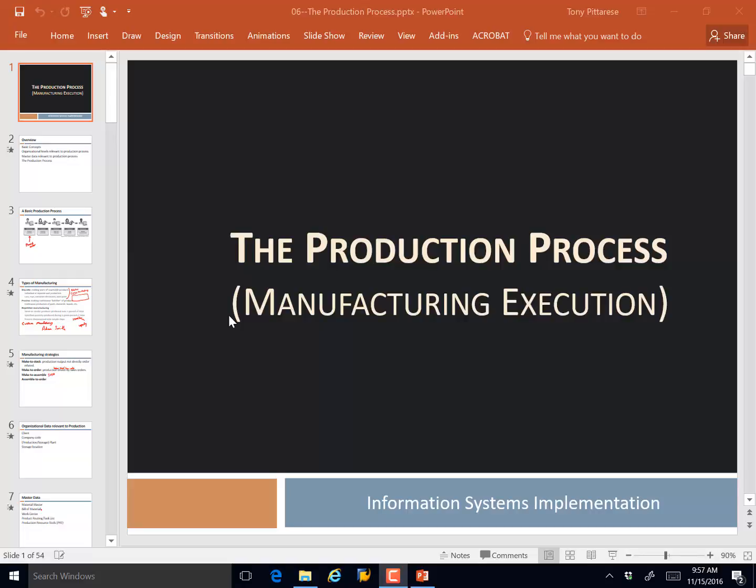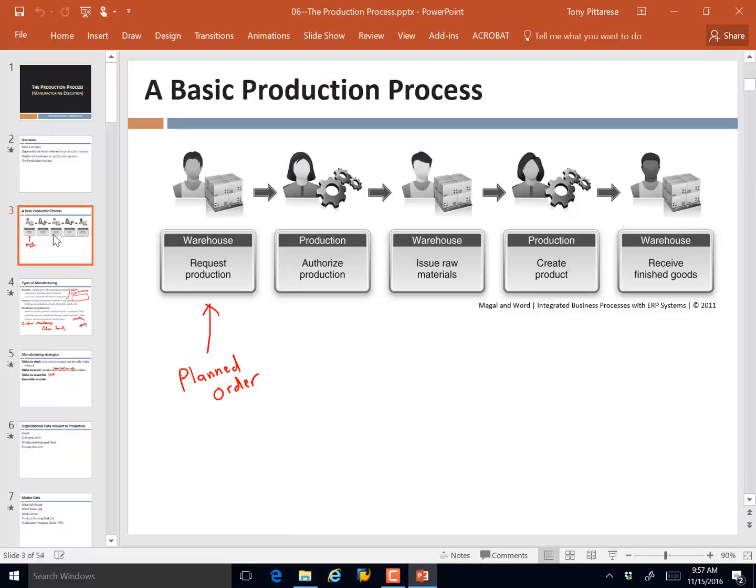All right, so we are in the midst of talking about the production process. Last time we stepped through the steps in the production process, talking about the fact that the production process begins with a planned order as the triggering document. And so the sequence here is we have a request for a production, and then authorization of production, and then the raw materials are issued, the products created, and ultimately we receive the finished goods.